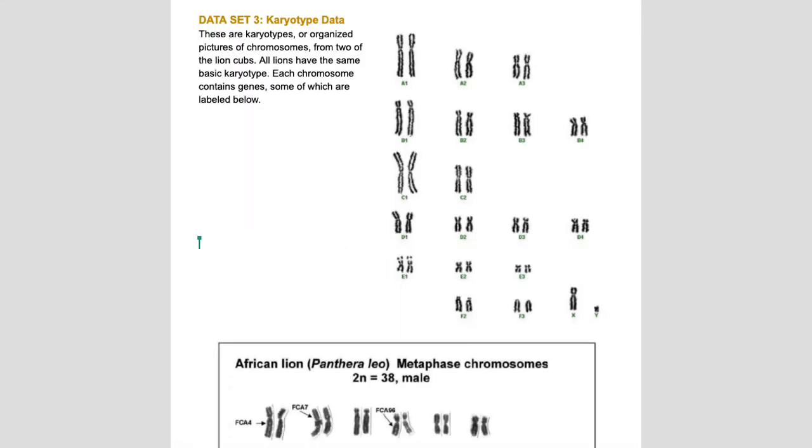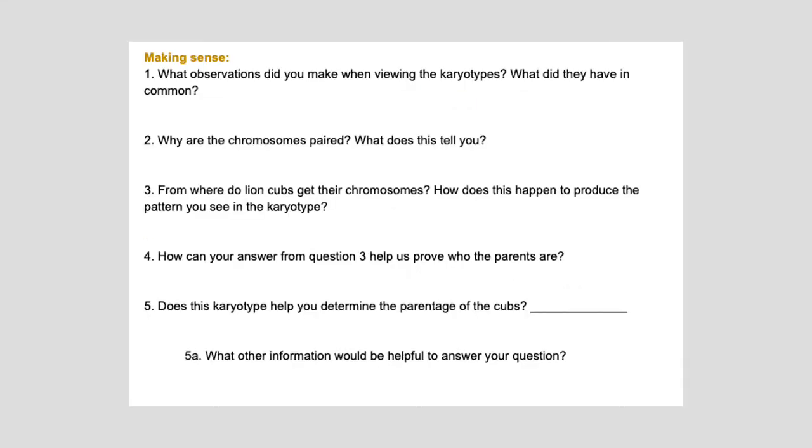Getting back to our data set, we can see on the first page that we have two karyotypes. You should be able to make some observations about them now. Let's start looking at these questions. The first question asks us to write down some observations we made when looking at the karyotypes. Keep in mind that even the simplest or any observation you make could be important, so don't discount it just because you notice something. What do they have in common, the two karyotypes?